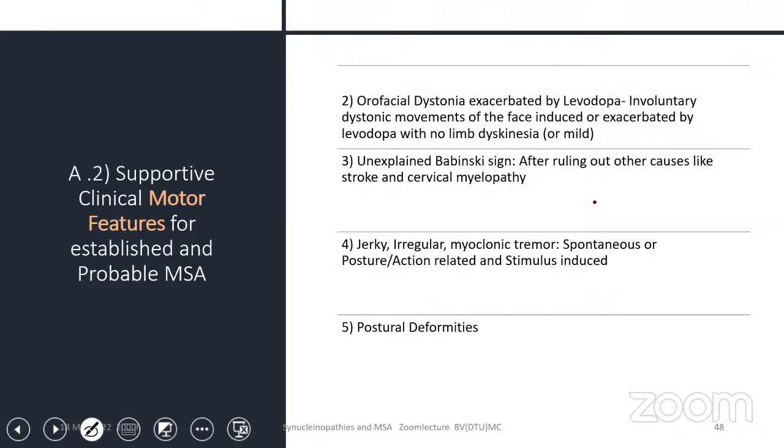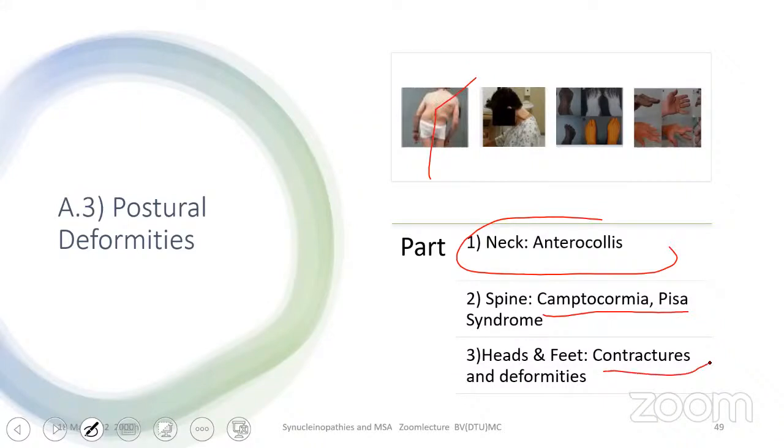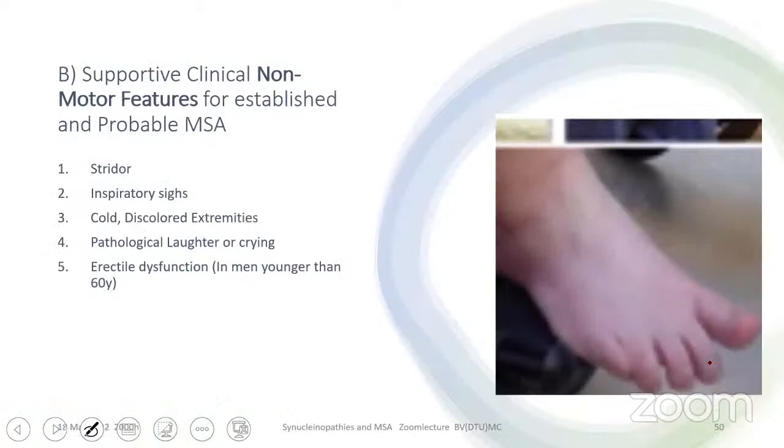And characteristically, some postural deformities are seen in MSA. That's very interesting. And if an individual has got these deformities early in their course, then it is suggestive of MSA. What are these? Anterocollis. Anterocollis, you can see here. Spine: camptocormia, Pisa syndrome, as you can see here. Head and feet. The contractures and deformities can be there in both the legs and feet, hands and feet.